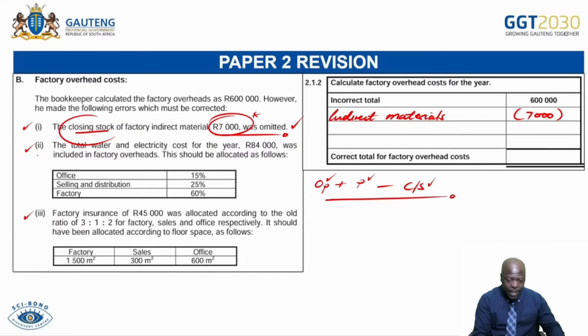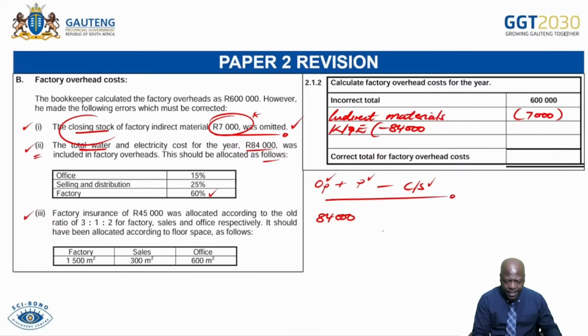Let's go on to the next one. It says, the total water and electricity cost for the year, 84,000, was included in the factory overhead. This should have been allocated as follows. So the moment you have the total that is included, we agreed earlier on, it is much safer. You come and say water and electricity, take out the incorrect amount. The incorrect amount was 84,000. That was included. And then you now say that 84,000 that was included, this is the total. It should have been split as follows.